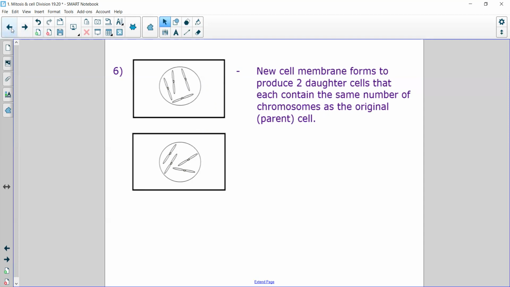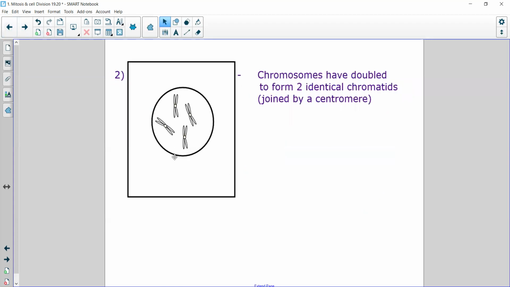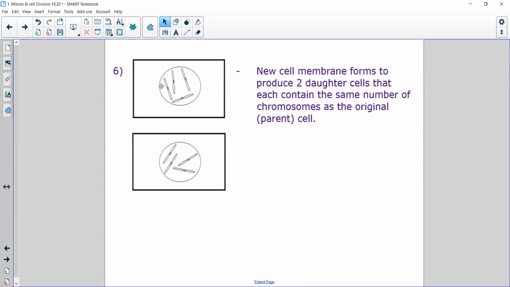Okay, so if we go back to the start for a minute, remember that when the cell was all tidy and organized and it had copied its chromosomes, we've now got 4 chromosomes here made up of 2 chromatids. And at the end of the cell division process, we now have 4 chromosomes here, but they're made up of only one chromatid. Okay, and these 2 are identical daughter cells.